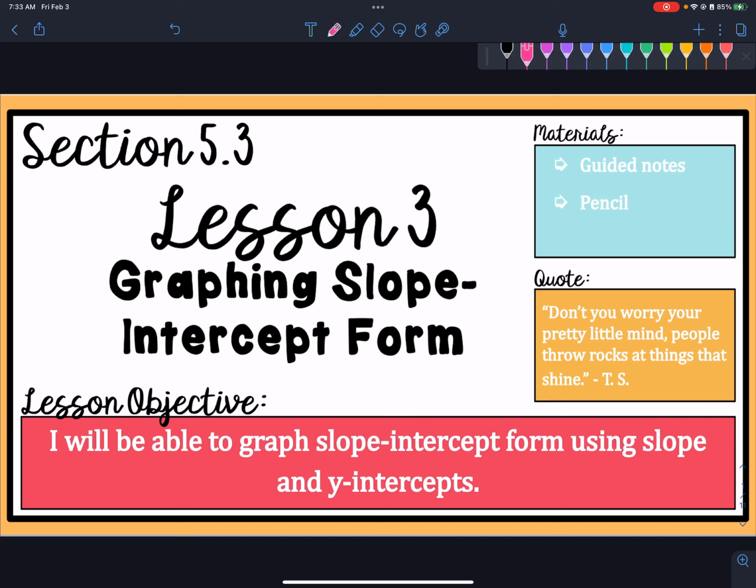Hi everyone, today we are looking at lesson 3, which is graphing slope-intercept form. Make sure you have your green packet of guided notes and something to write with. Our lesson objective is I will be able to graph slope-intercept form using slope and y-intercepts, and we have our Taylor Swift quote.